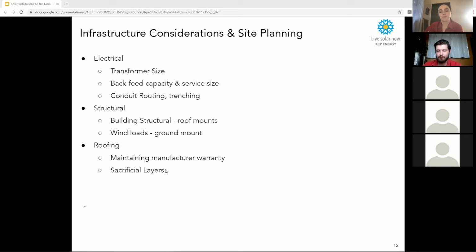If it's a flat roof, which is not often the case in most farming applications, but often in commercial buildings, there might have to be some different, what you call a sacrificial layer, or different substrates put underneath the racking system that separate the racking system from the roofing membrane, just to make sure that there's no wear and tear.